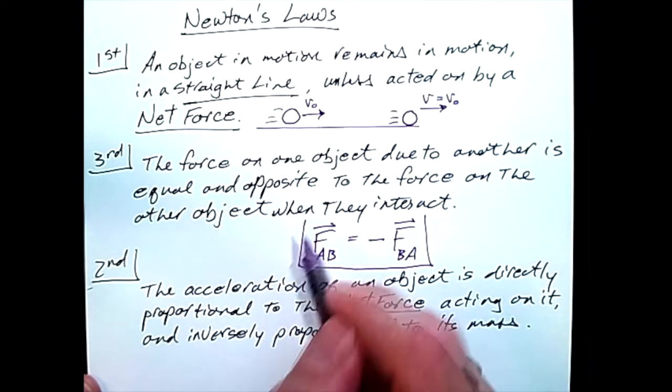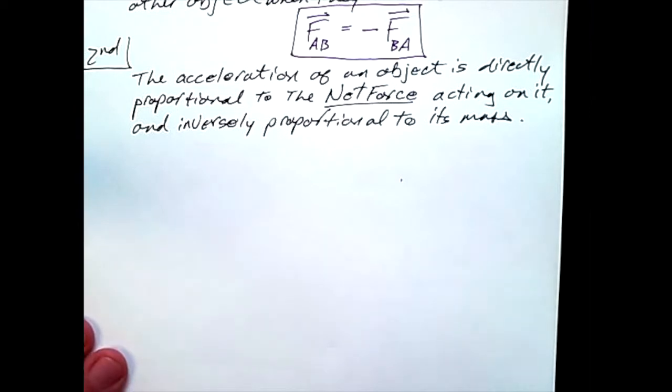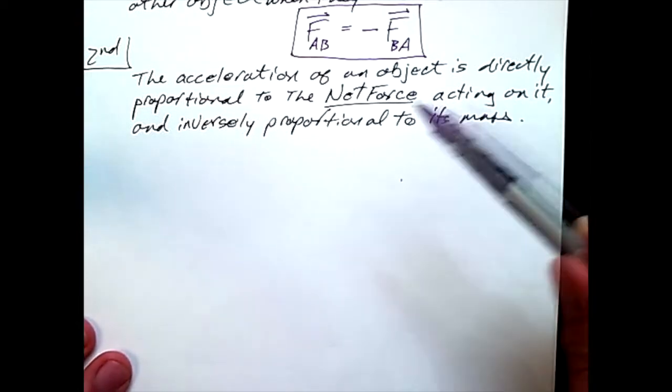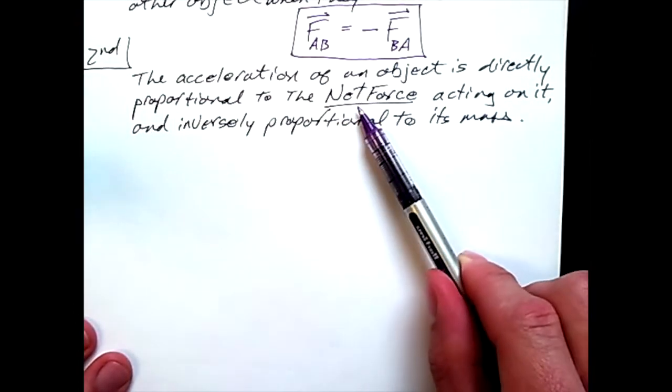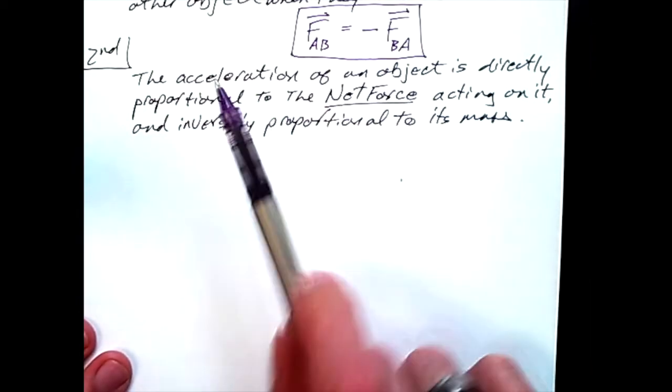Often called action-reaction, it's important to note that the only way this is possible is if there are two objects acting in the system. Newton's second law really was the focus of his laws as a whole and was the investigative study that he was spending most of his time on, which was the application of net force to a particular object and how it would change the motion of that object.